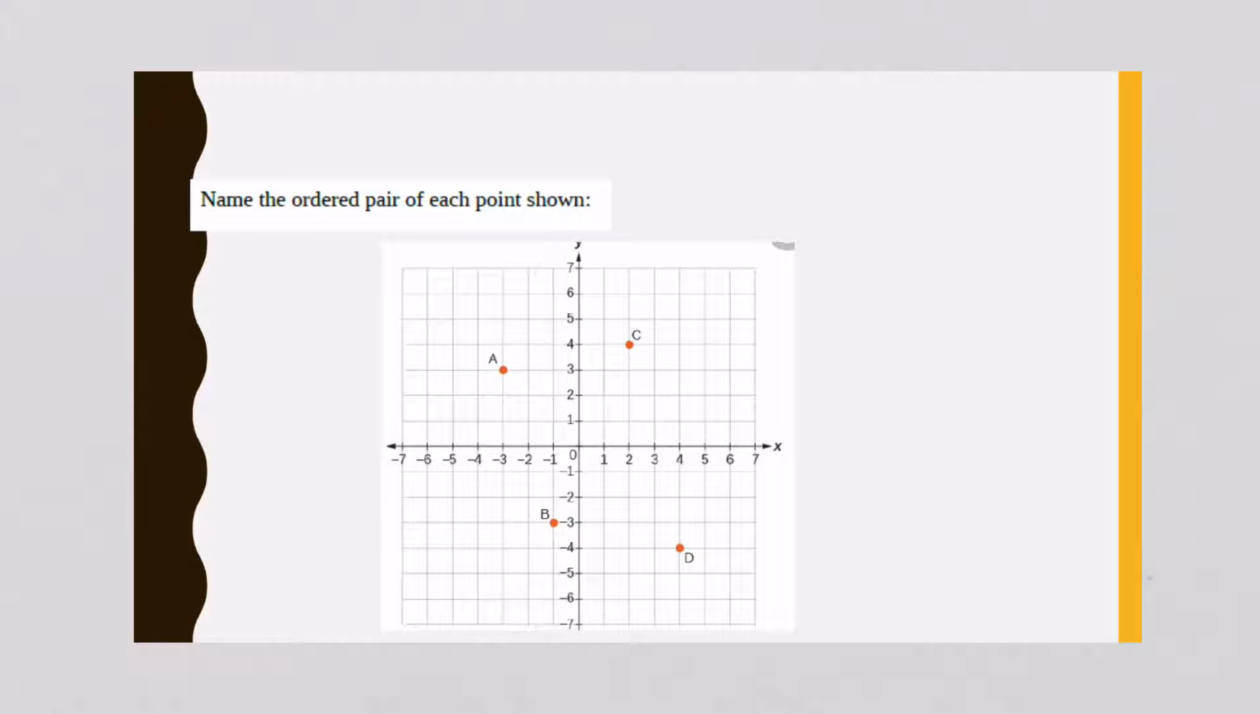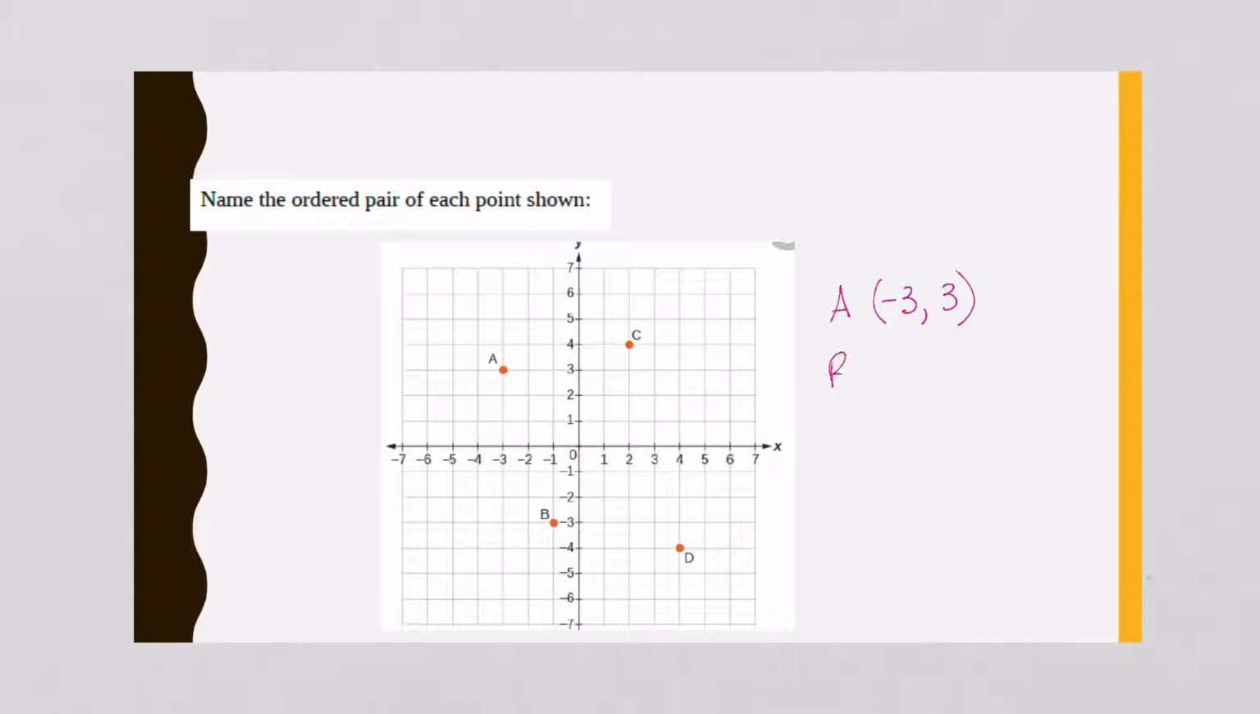Okay, so now we're going in the other direction, and we're going to name the ordered pair. So that means I want you to give me an X and a Y. And it's important that you put parentheses around that. That's how we say that it's an ordered pair. So on part A, I go left 1, 2, 3, so negative 3. And I have to go up to get to A, and that's a positive 3.